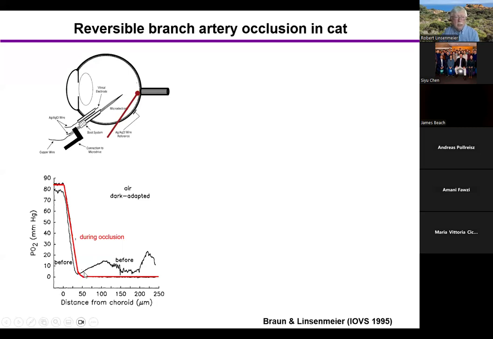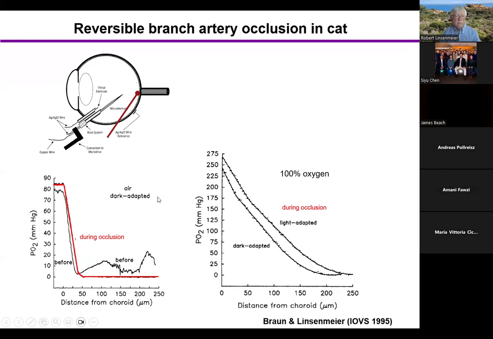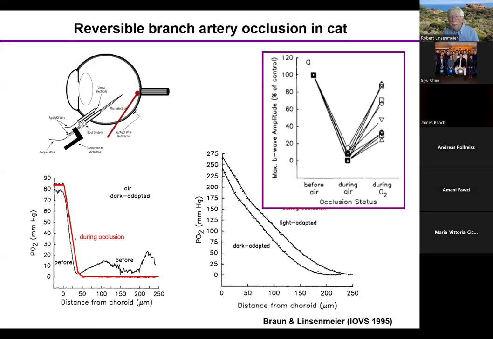And what you can see is that during occlusion, as you would expect, there is no oxygen in the inner retina. Whereas if an animal breathed 100% oxygen, again, the choroidal PO2 goes way up and you can drive oxygen much further into the retina. So is this actually beneficial? Well, the answer to that is yes.